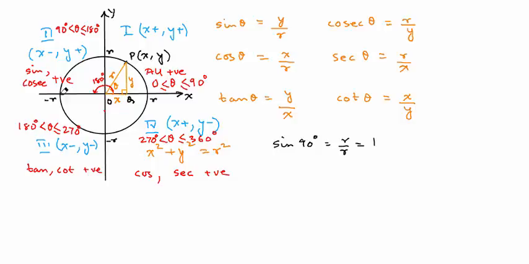Let's say we want to find out cosine 180 degrees. 180 degrees, like I said, is all the way up to here. So that point P comes and sits right over here. Cosine theta is x over r, and x is negative r, so we have negative r over r, which is equal to negative 1. In this way you can pretty much find the trigonometric functions of any angle between 0 and 360 degrees.